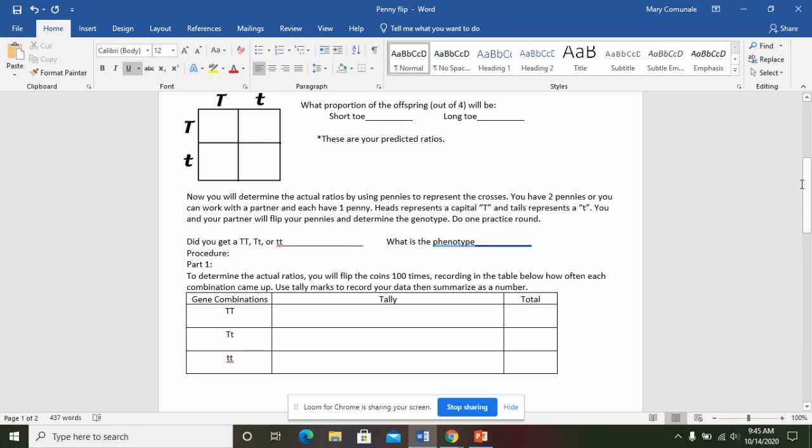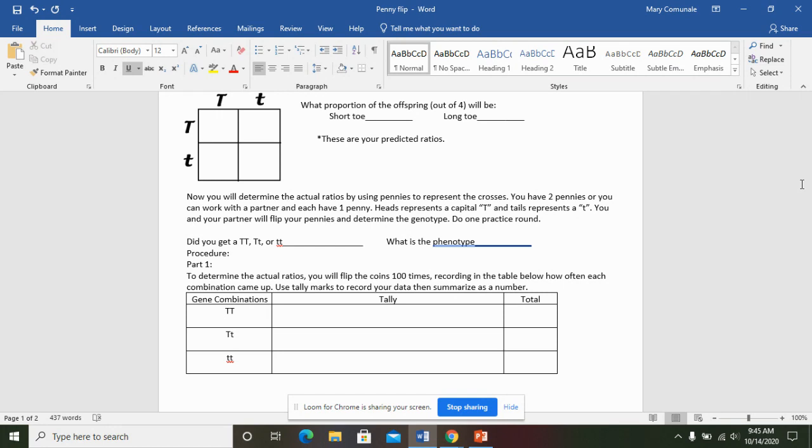This is where you may need some help. In order to determine the actual ratios by using pennies to represent the crosses, you have 2 pennies. So you need 2 different coins, and you can either work with a partner and each have 1 penny, or you would do it by yourself and have 2. Heads is going to represent a capital T. Tails is going to represent a lowercase t.